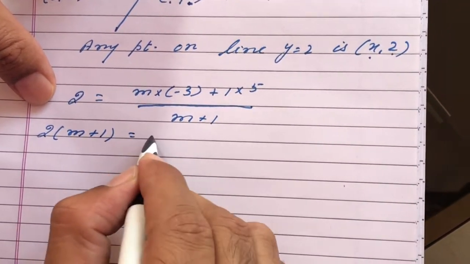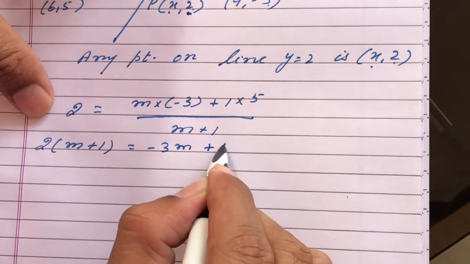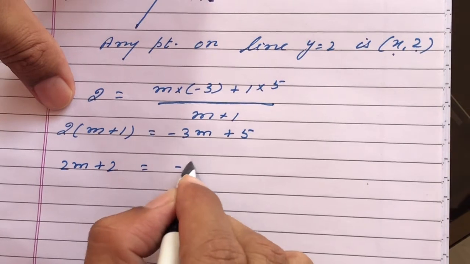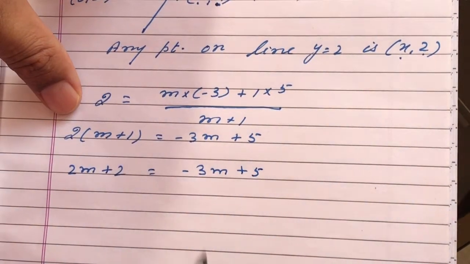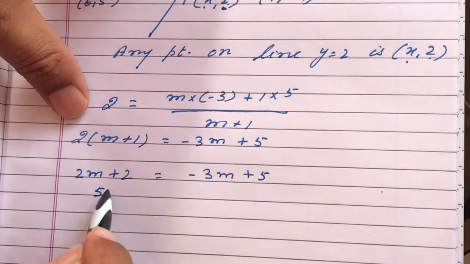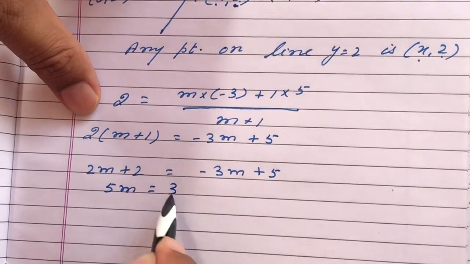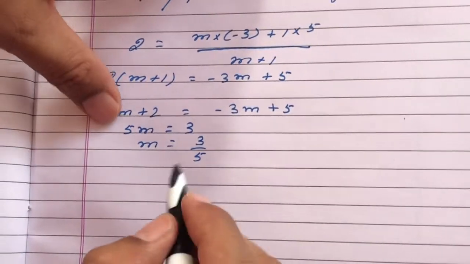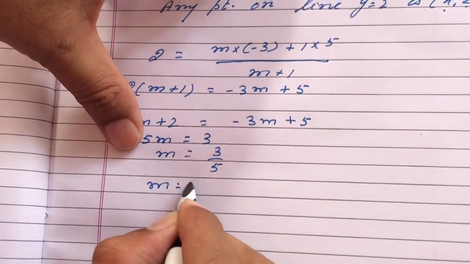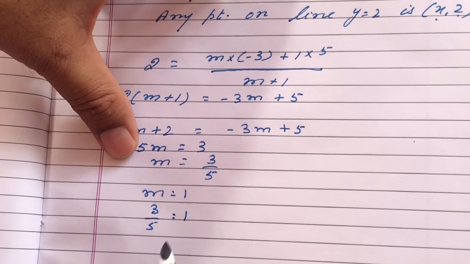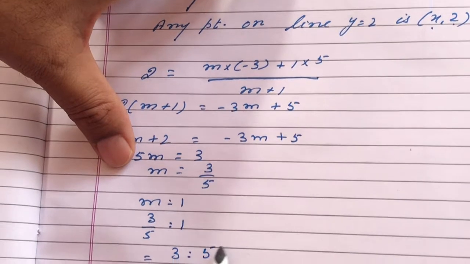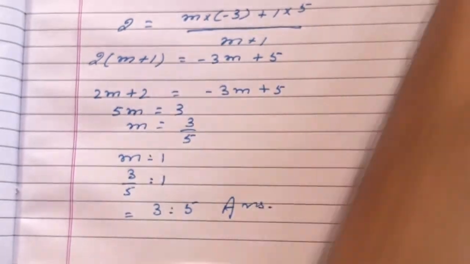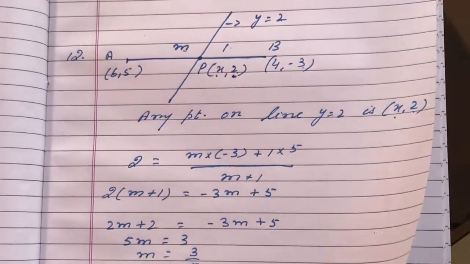2 into m plus 1 is minus 3m plus 5. 2m plus 2 is minus 3m plus 5. 2m plus 3m is 5m. 5 minus 2 is 3. m is 3 upon 5. So the ratio m is to 1, 3 upon 5 to 1, or 3:5. This is question number 12. Then question number 13.